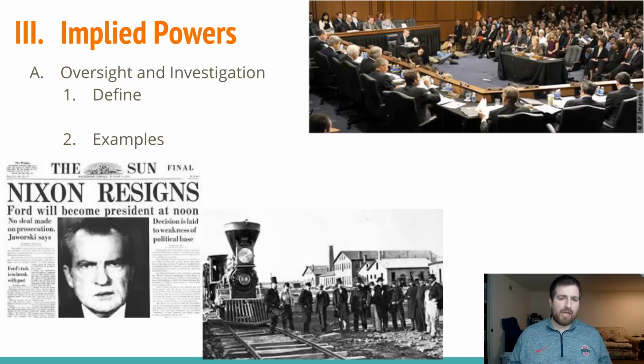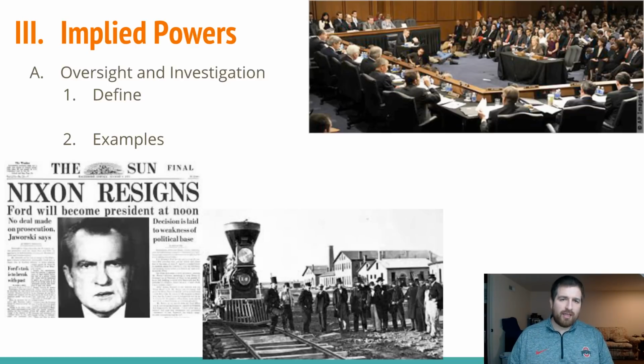So two different examples of this. The first was during the Watergate scandal. Congressional investigations unearthed a wealth of illegal activity committed by President Richard Nixon. That illegal activity would have very much led to the impeachment and removal of Nixon from office. However, Nixon resigned because he saw the writing on the wall. So he resigned before any impeachment took place.